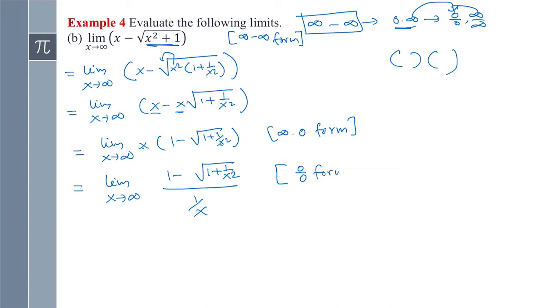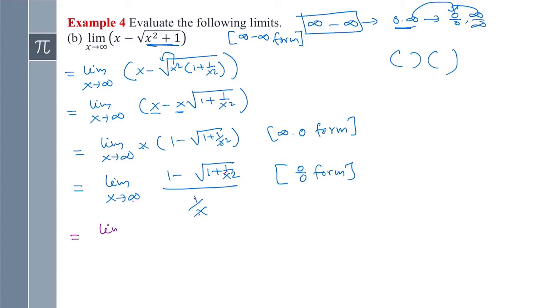Now this is in the form 0 over 0. Now if you check here, okay, so when I plug in infinity, this goes to 0. So I have 1 minus 1, 0 in the numerator. 1 divided by a very large number is 0. So it's in the form 0 over 0. That means we can use L'Hopital's rule now. So let's go ahead and find the derivative.